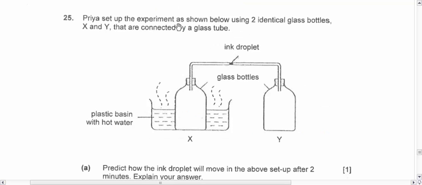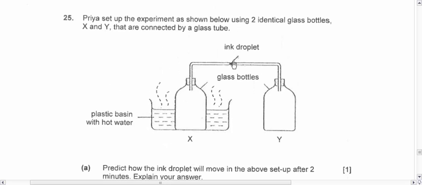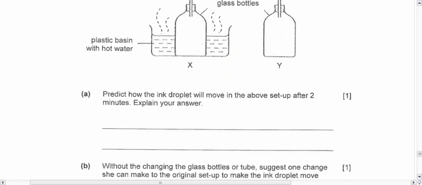Now question 25, the experiment setup as shown here. Predict how the ink droplet will move after 2 minutes. Initially, this will expand, and because it expands, the ink will move a little bit to the left. But after 2 minutes, the air inside here is going to get heated up. When it gets heated up, it's going to push out, and because it pushes out, my ink droplet will move in this direction. So predict how it will move, and explain.